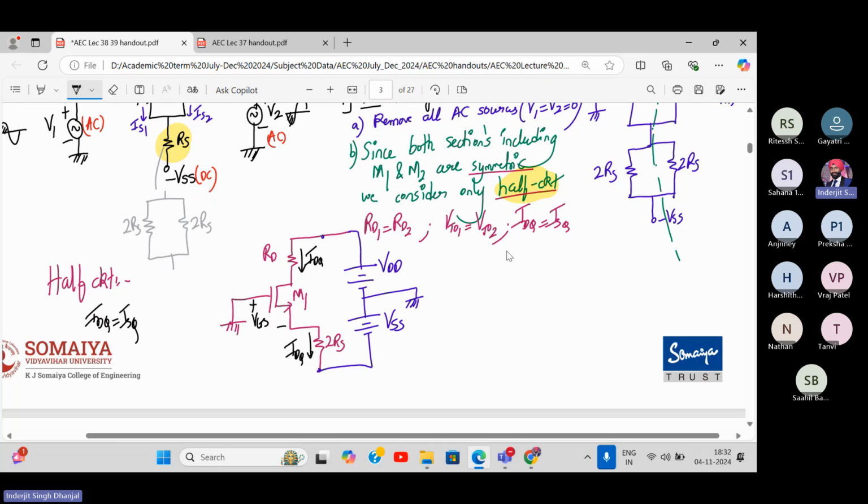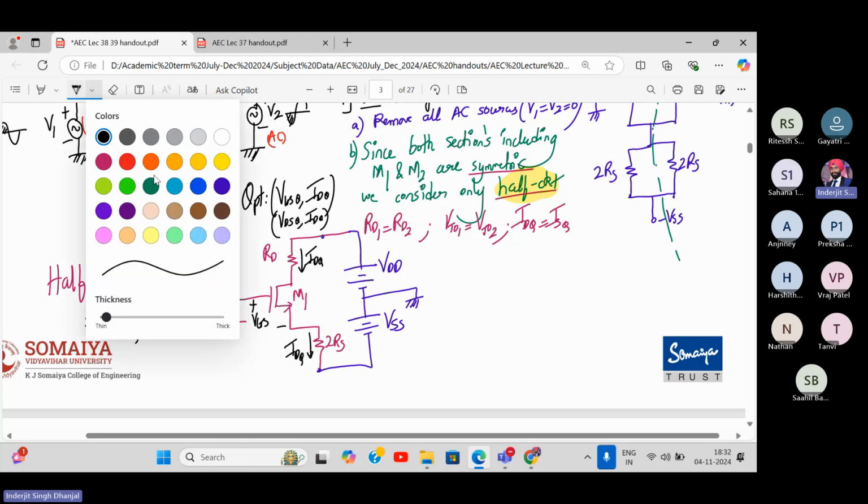So we need to determine the Q point. What do you mean by Q point? VGSQ and IDQ and also VDSQ and IDQ. So that is the expression which we want to determine. So all of you are ready? Can we start now?